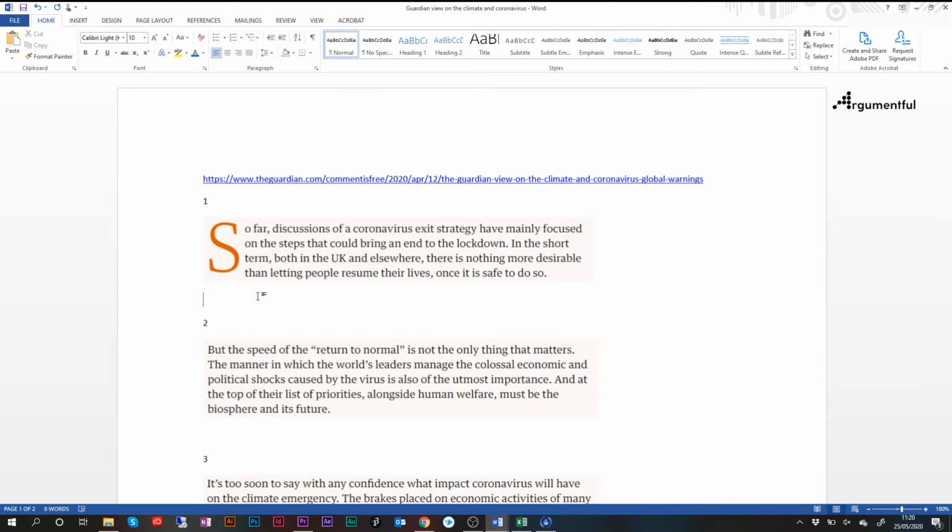So far, discussions of a coronavirus exit strategy have mainly focused on the steps that could bring an end to the lockdown. In the short term, both in the UK and elsewhere, there is nothing more desirable than letting people resume their lives once it is safe to do so.